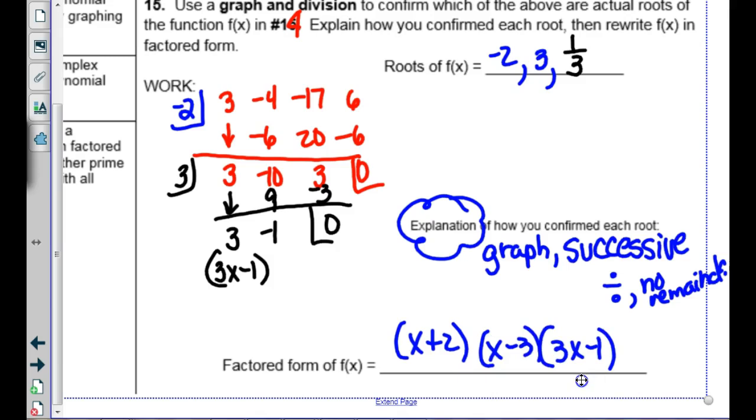You have to be really careful. Please, please, please remember this, okay? If I had written x minus 1/3 back here, I would have had to remember to put the 3 out front, yes? The leading coefficient has to be the same.